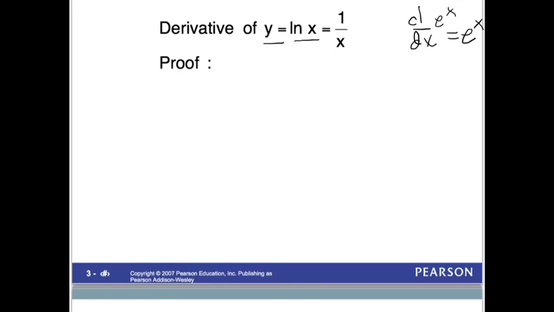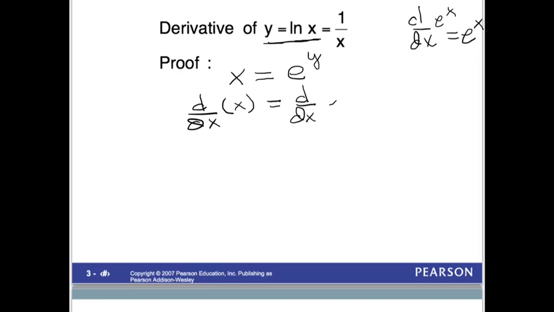And the way we're going to do this is we're going to write down what y equal ln of x means. It means that x is equal to e to the y, because you recall that ln of x is really the logarithm to the base e. So saying that y equals ln of x means that x equal e to the y. Now what we're going to do is take d dx of both sides of this equation. D dx of x equal d dx of e to the y.